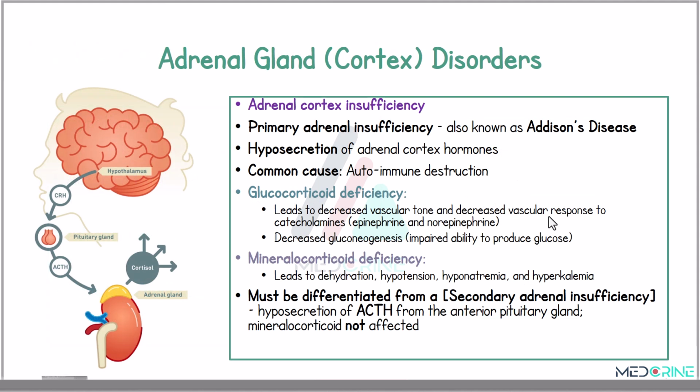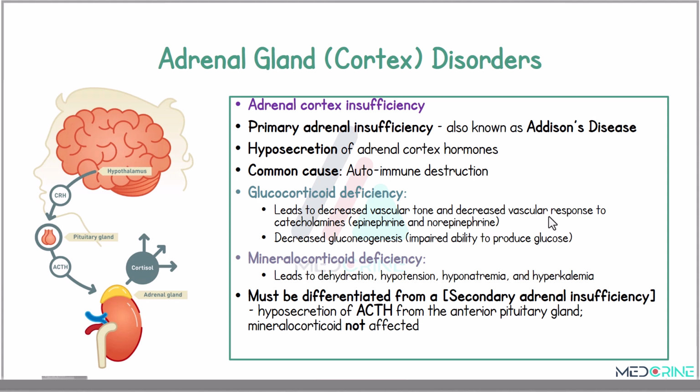One of the adrenal gland disorders is known as Addison's disease. Addison's disease is also known as primary adrenal insufficiency and is caused by a hyposecretion of adrenal cortex hormones. A common cause is an autoimmune destruction.